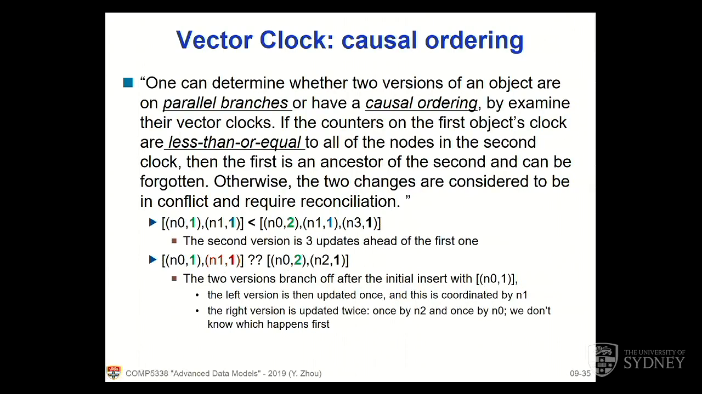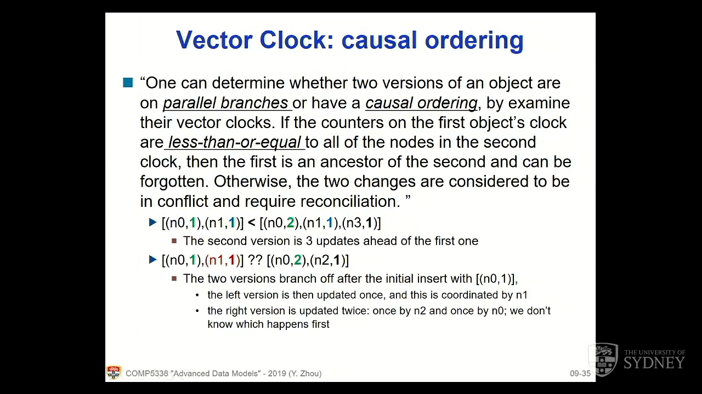And we can know what their common ancestor is. The common ancestor is basically this N0 1, right? So after this, they branch off. This version gets updated by N1 once, and this version gets updated by N0 once and also by N2 once. So they happen in parallel. This is what we call branching off, and we don't know which happened first. So they are parallel versions.